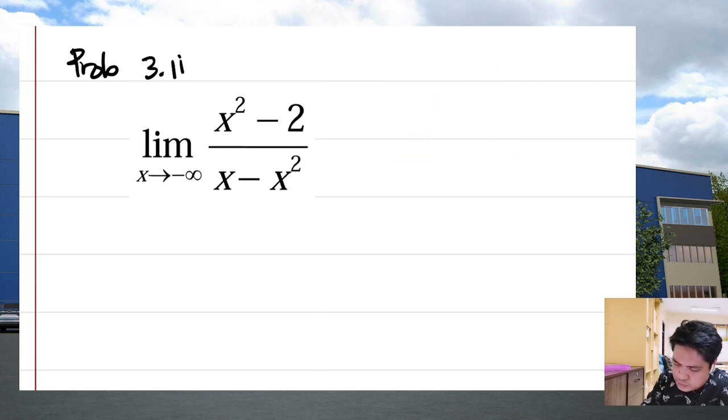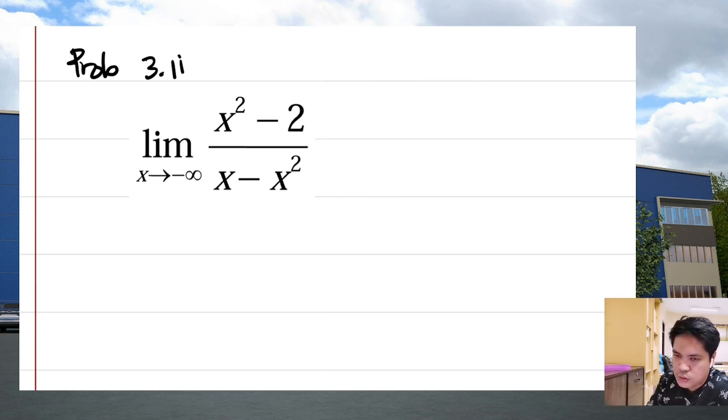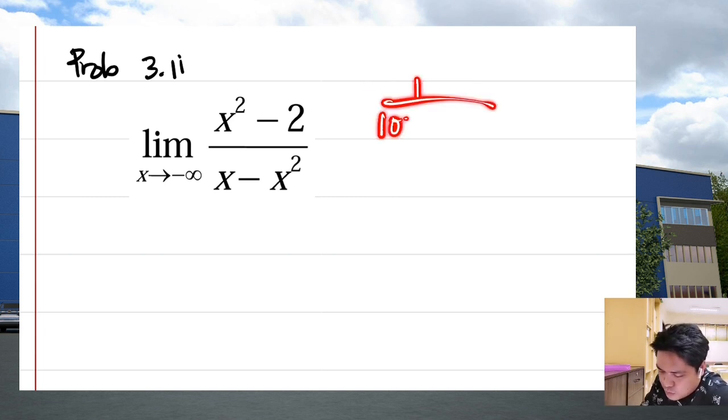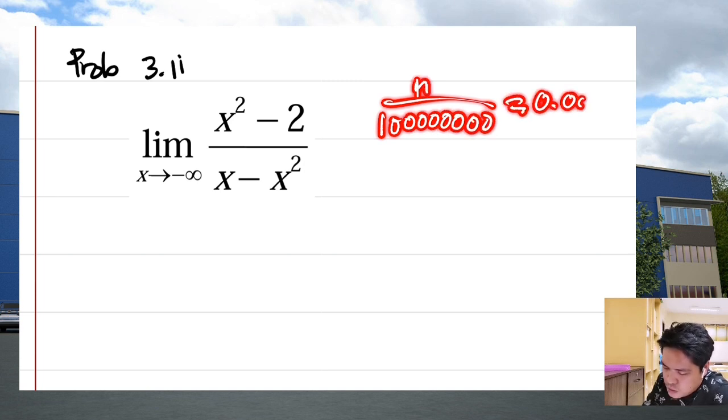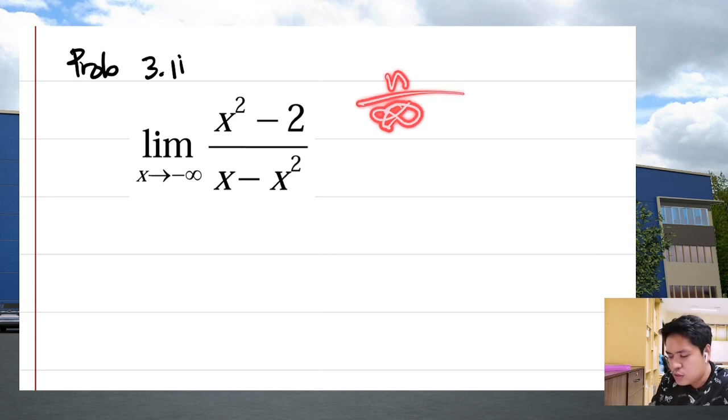Diba? Or ganito, if you have a number and you divide it by infinity, so sa calculus, we will think of infinity as a very large number. In this case, that's a very large negative number. Okay? So if you have a number and you divide it by a very large number, let's say 100 million, the result is a very small number that approaches 0. Okay? So therefore, if you divide a number by infinity, the result is 0.